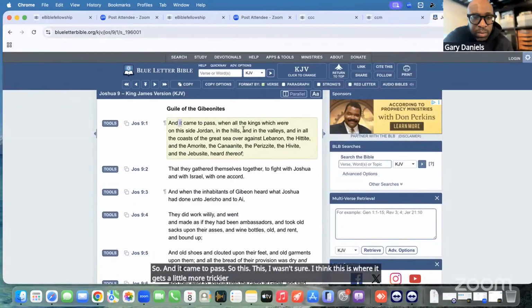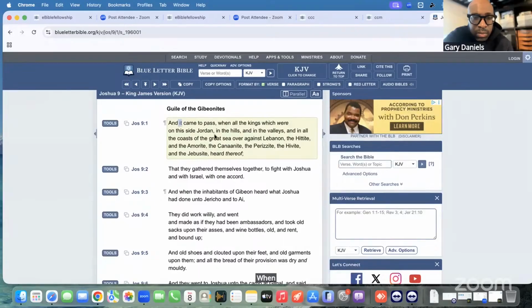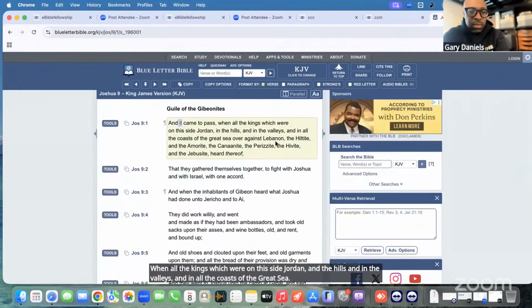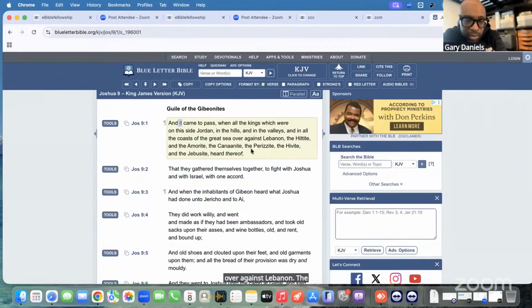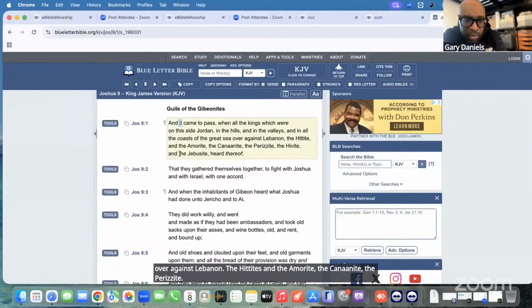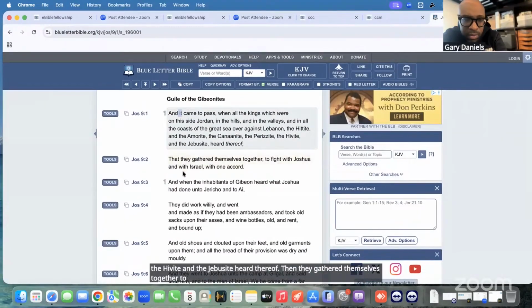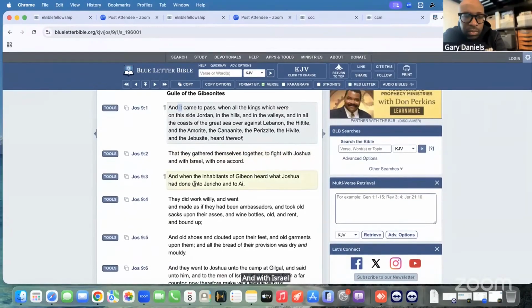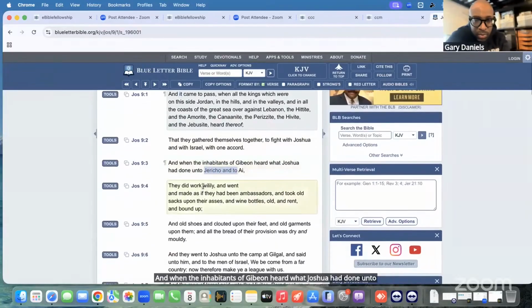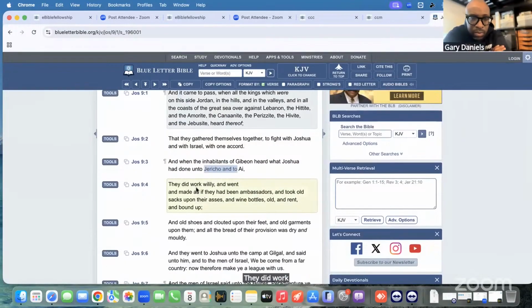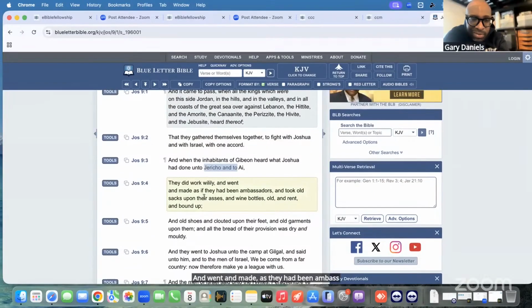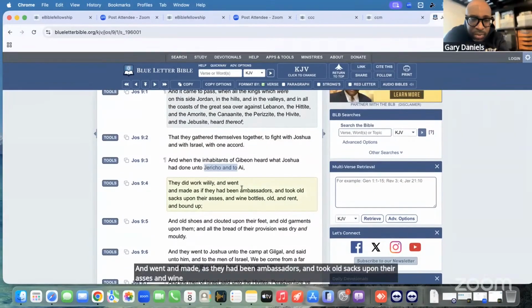It says, and it came to pass when all the kings which were on this side Jordan, in the hills and in the valleys, and in all the coasts of the great sea, over against Lebanon, the Hittites and the Amorite, the Canaanite, the Perizzite, the Hivite, and the Jebusite heard thereof, then they gathered themselves together to fight with Joshua and with Israel with one accord. And when the inhabitants of Gibeon heard what Joshua had done unto Jericho and to Ai, they did work wilily, and went and made as they had been ambassadors, and took old sacks upon their asses, and wine bottles old, rent and bound up.